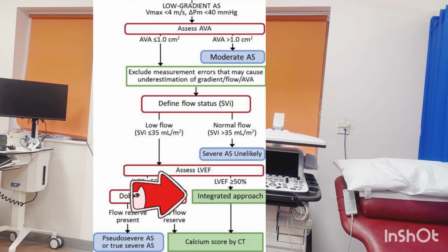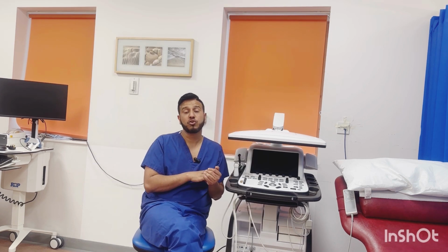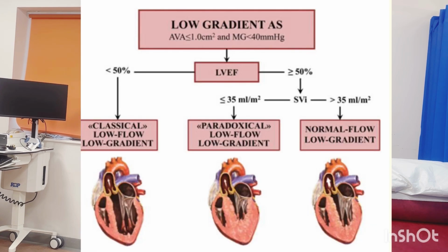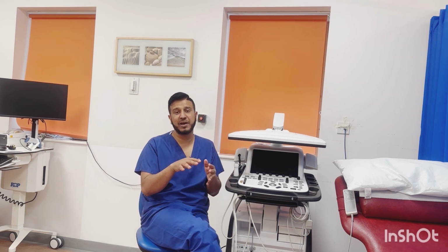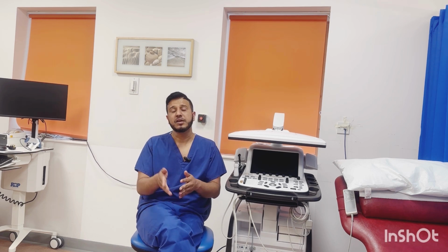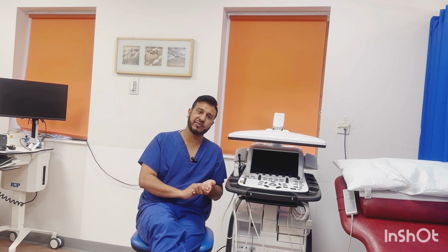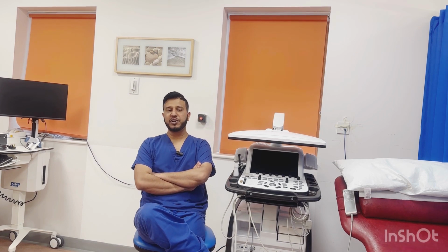By the way, a patient who has normal EF with low stroke volume, you will call paradoxical low flow, low gradient aortic stenosis, and you can't do much about that one. So this was mainly from the European guidelines, and the Americans also follow the same. Now let's come to the British side of it. Let's come to the British guidelines.